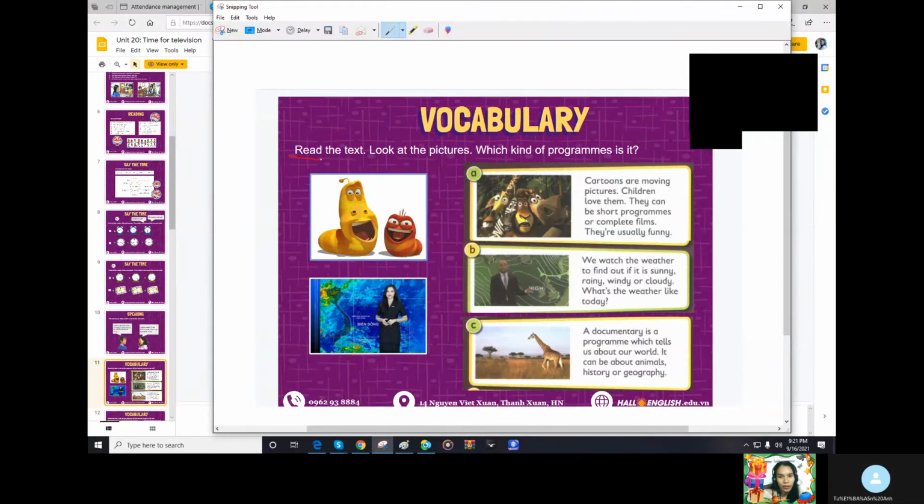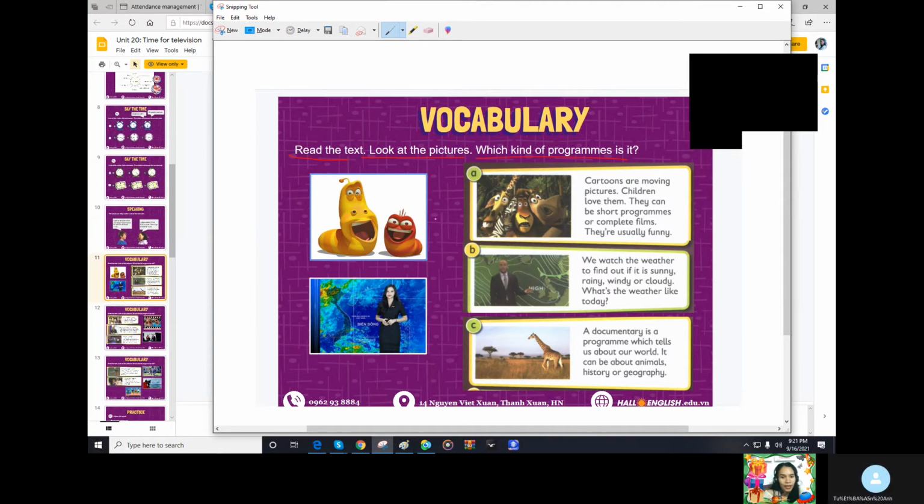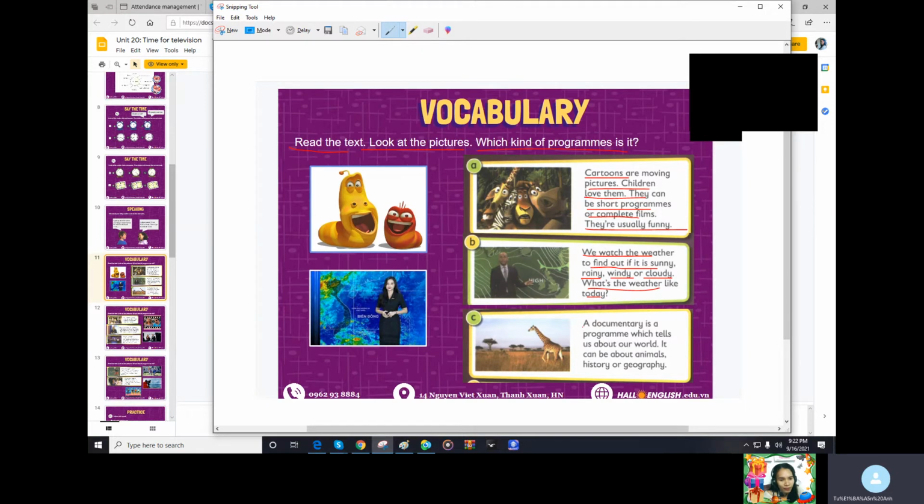All right, we have number one. Let's read the text. Look at the pictures and which kind of programs is it? Okay. So can you read number one? Letter A. Cartoons are moving pictures. Children love them. They can be short programs or complete films. They are usually funny. All right, very good. Letter B. We watch the weather to find out if it's sunny, rainy, windy, or cloudy. What's the weather like today? Okay, very good. And letter C.